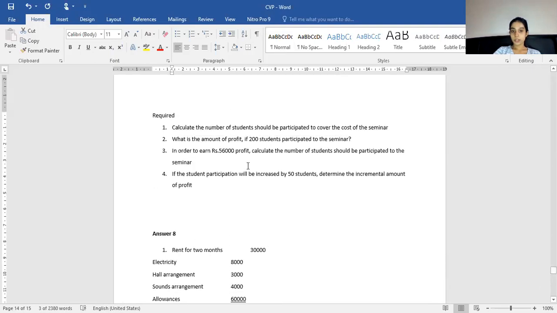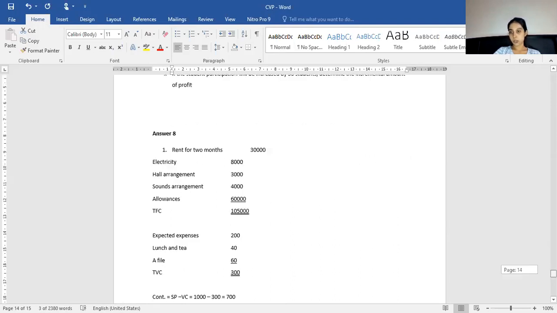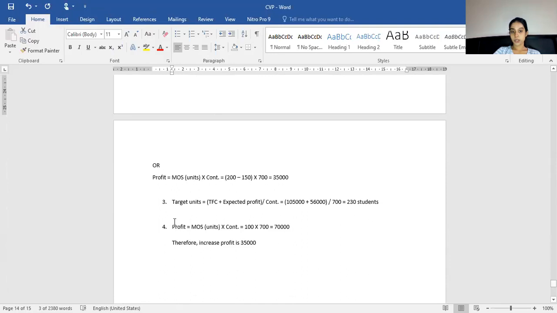And in order to earn 56,000 of profit, calculate the number of students to participate in the seminar. You can utilize this equation: target units equals TFC plus expected profit of 56,000 divided by contribution 700. So you need 230 students to participate in the seminar to earn a profit of 56,000. Okay.